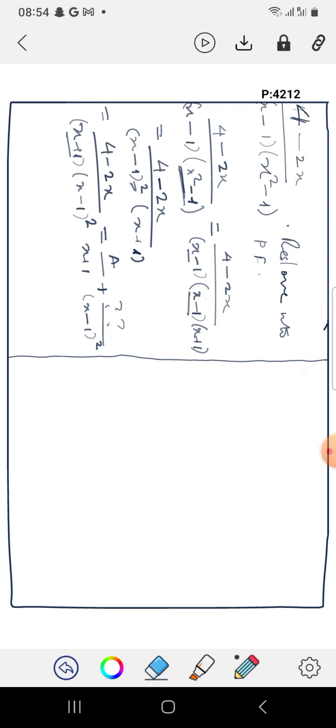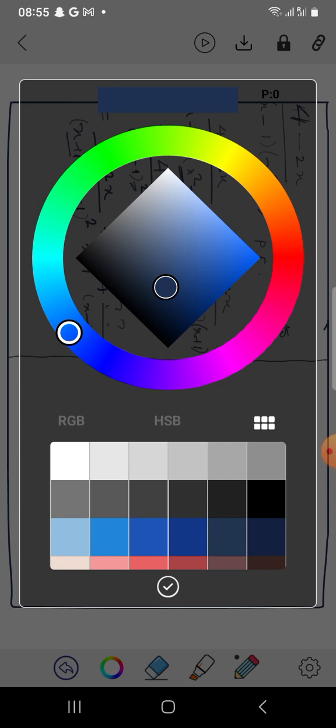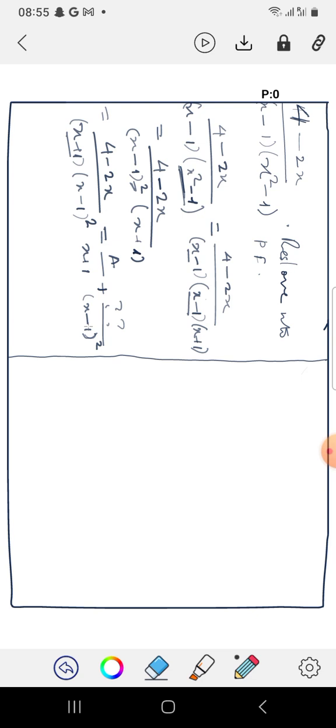Now, when we take a good look at x minus 1 squared, how many factors do you think x minus 1 squared has? Let me pick a color. This time around, I'm picking red, so that I can use it to explain.